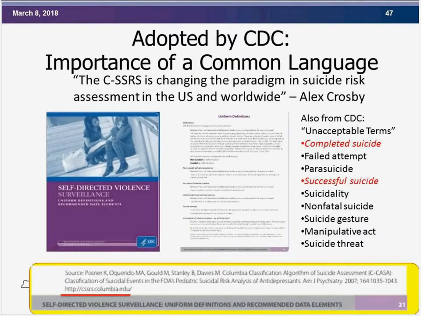And the definitions from the CSSRS have actually now been adopted by the Centers for Disease Control and are being recommended to any researcher who's doing suicide research. So they have a link to our website right in their researcher's booklet, and they have our definitions, but they also have a list of the unacceptable definitions, things we should stop saying, things like parasuicide and suicide threat and suicide gesture, but also things like completed suicide and successful suicide.